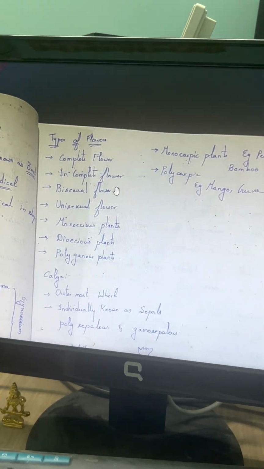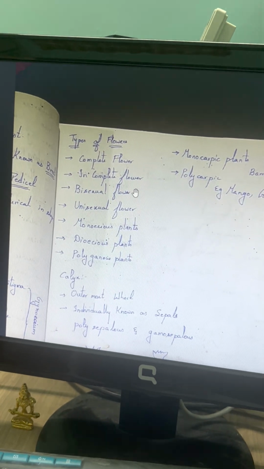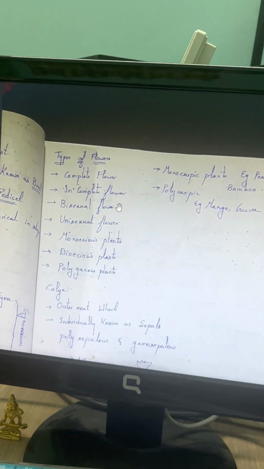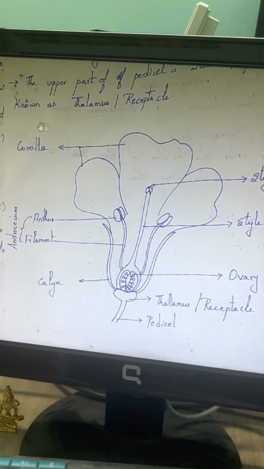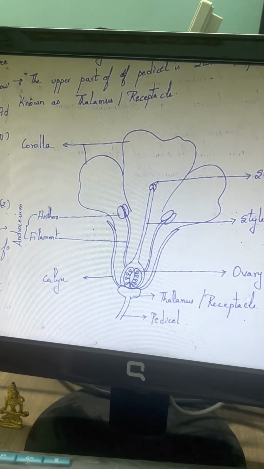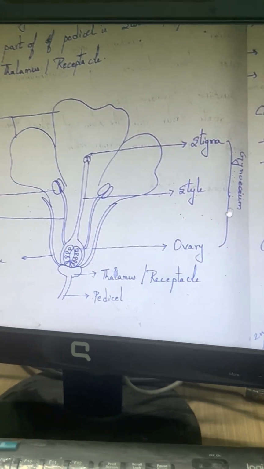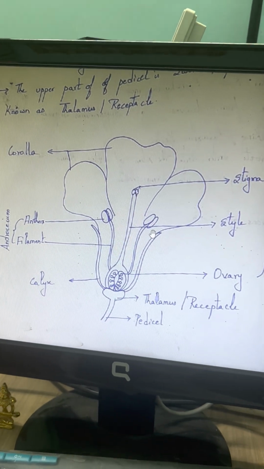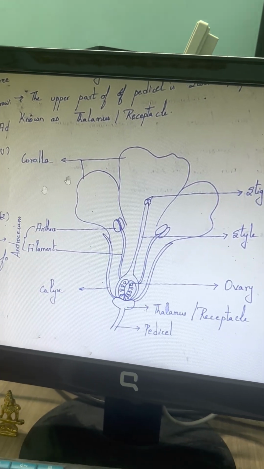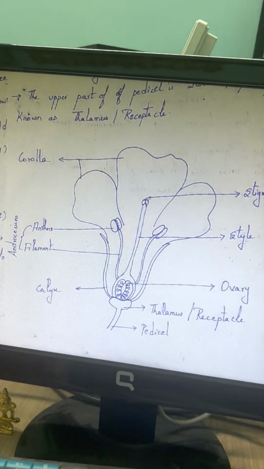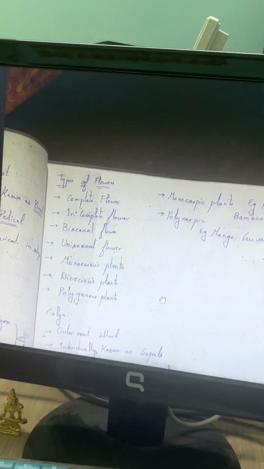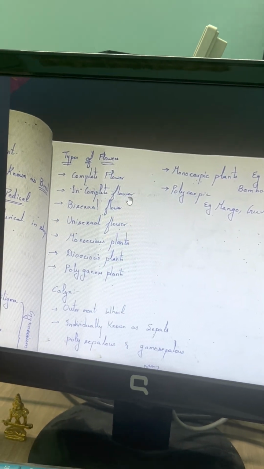Incomplete flower means if any one whorl is absent. We have a total of 4 whorls. I'll explain again once. The first one is the calyx, second one is the corolla, the third one is the androecium, and the fourth one is the gynoecium. Totally 4 whorls are present in a flower: calyx, corolla, androecium and gynoecium. So when at least one whorl is absent, then it is an incomplete flower.